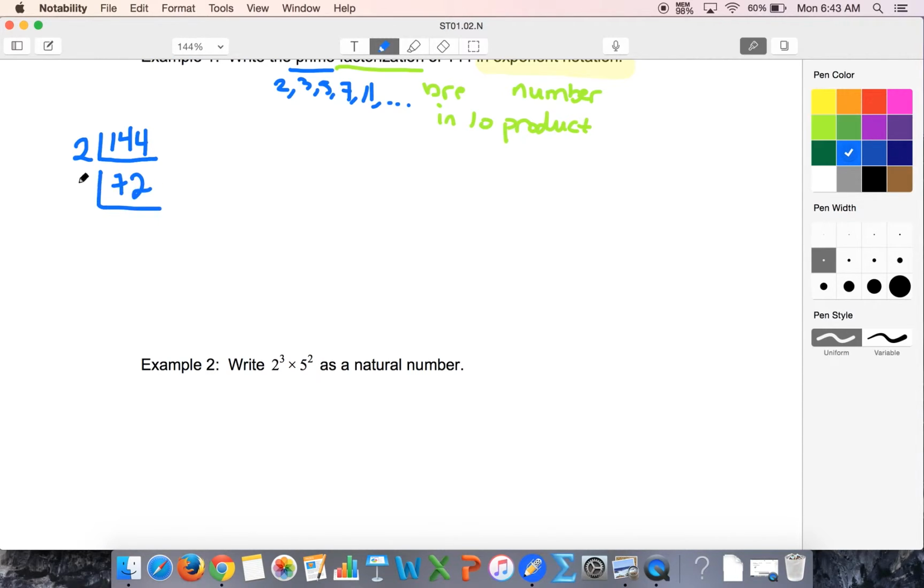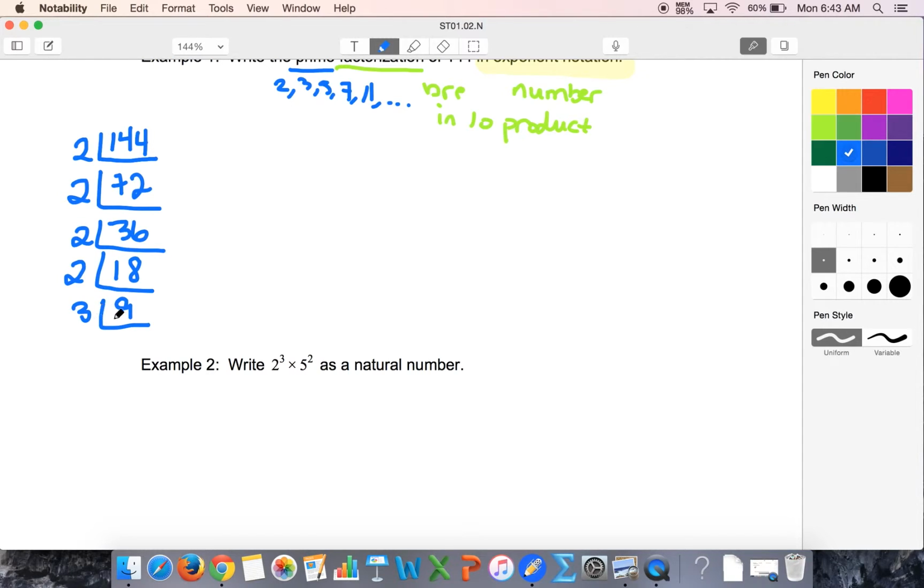That can also be divided by 2. So I've divided by 2 twice now. After the second divided by 2, 72 divided by 2 is 36. Divide by 2 again. I get 18. Still even, I can keep dividing by 2, so I divide by 2 as long as I can. 18 divided by 2 is 9. I can no longer divide by 2, so I move on to the next prime, which is 3.